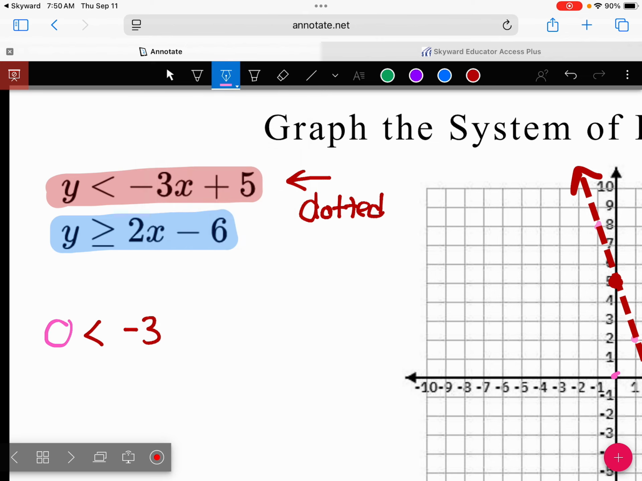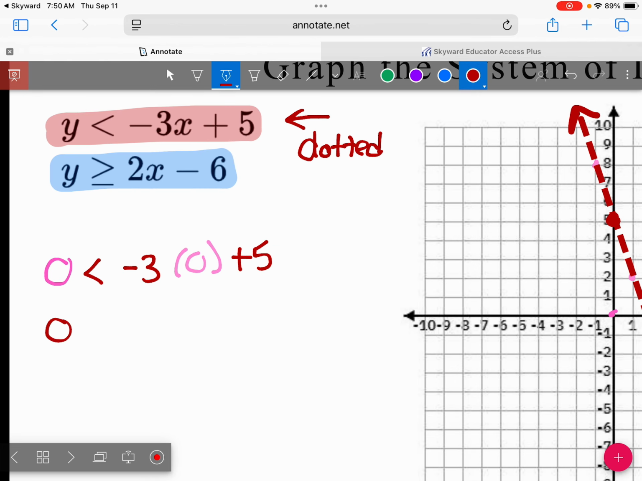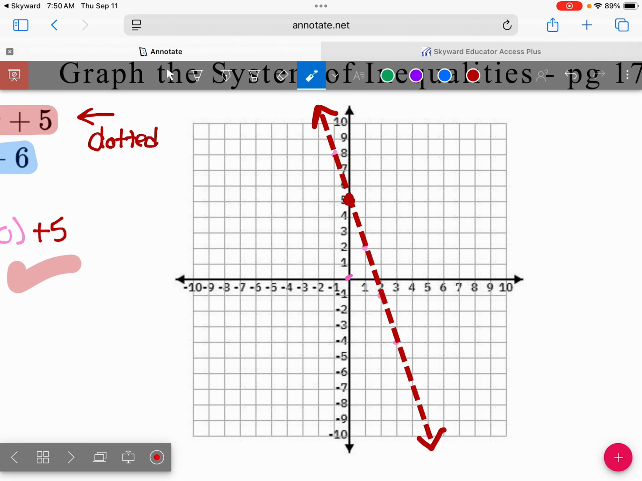times 0 plus 5. Well, we want to know if 0 is in fact less than 0 plus 5. Is 0 less than 0 plus 5? Yeah. So that's true, which means when we're looking at our graph, that is in my solution. This is true. That should be colored. So we're going to be coloring below the line. This side.